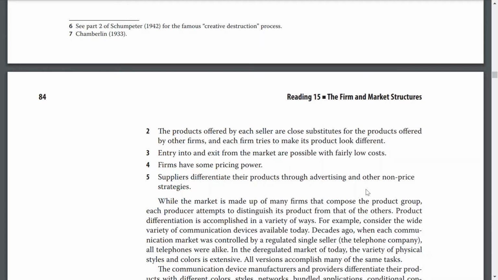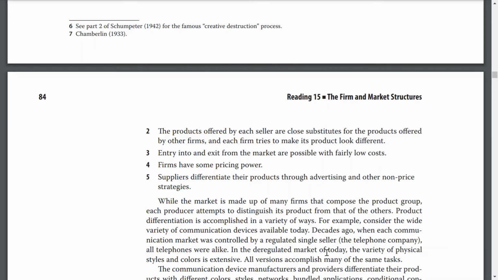Entry into and exit from the market are possible at fairly low costs. Firms have some pricing power. Suppliers differentiate their products through advertising and other non-price strategies. The market is made up of many firms that compose the product group. Each producer attempts to distinguish its product from that of the others. Product differentiation is accomplished in a variety of ways.